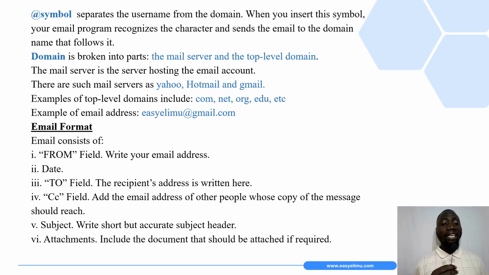Then we have the next part, that is the subject. So under the subject, ensure that you write a short but accurate subject header. So the subject must be short. Use few words. Then after the subject, we have the attachments. So under the attachments, dear students, include the document that should be attached if required. So in this case, you can attach different files, documents, images, links, and so on.